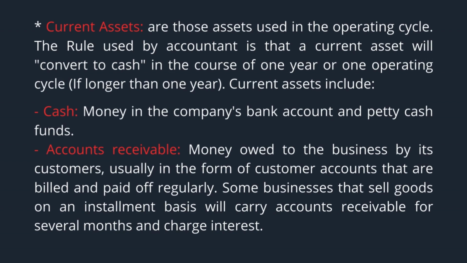Current assets include cash, money in the company's bank account, and petty cash funds. Accounts receivable, money owed to the business by its customers, usually in the form of customer accounts that are billed and paid off regularly. Some businesses that sell goods on an installment basis will carry accounts receivable for several months and charge interest.